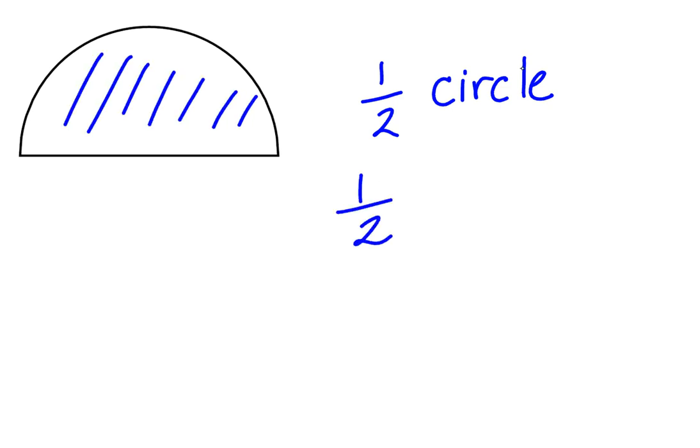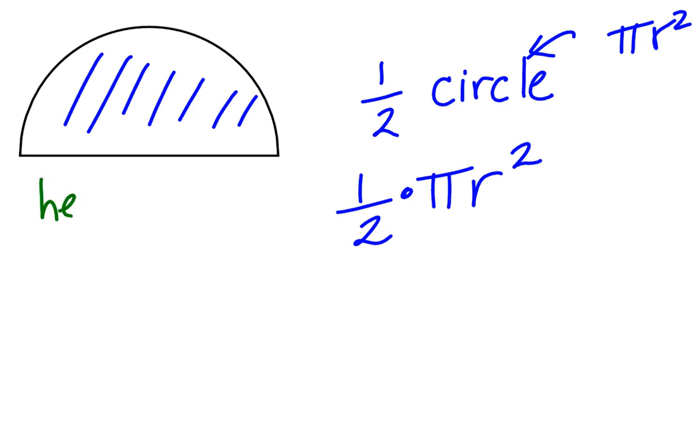We know that a circle is pi r squared. So we need just 1/2 times pi times r to the second power. So this would be our area of our half circle. And just so you know, a half circle is also called a hemisphere. So in case you see that word, we talk about a hemisphere or half a circle.